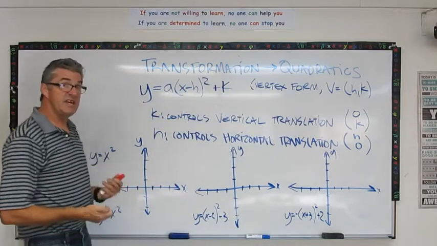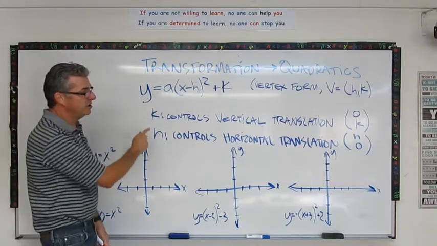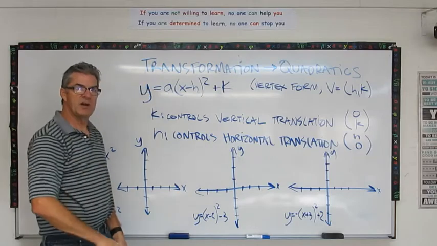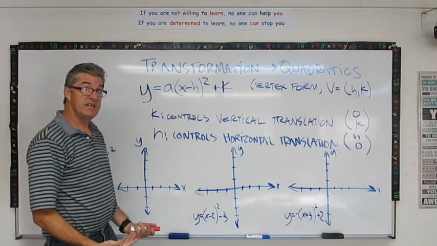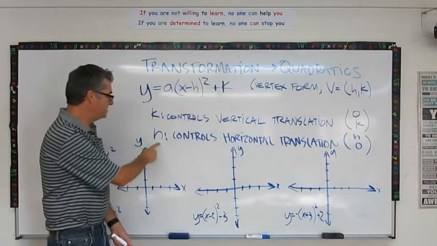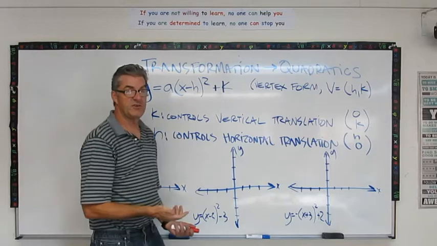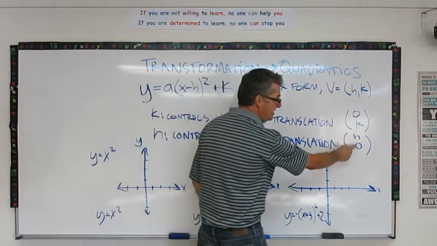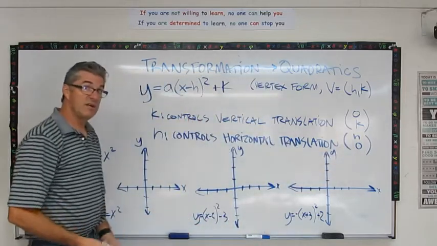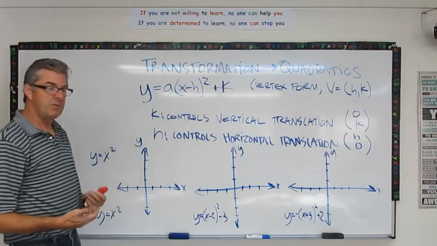Okay, so let's take a look at this in terms of translations. K controls the vertical translation, up or down. So we could write the translation of a quadratic just like (0, k). The same thing for h, except it's horizontal. So h controls the horizontal translation. So we could write that (h, 0) if we're just translating in a horizontal direction. So let's take a look at some graphs and see what we get.